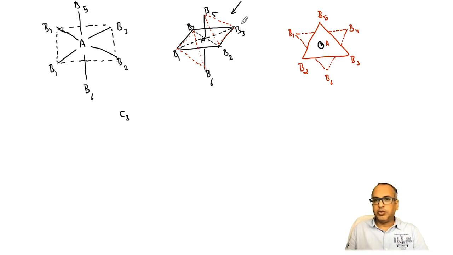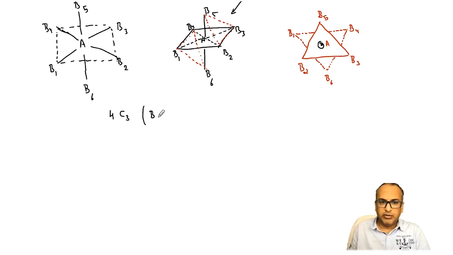So similar to B5, B3, B2 and B1, B4, B6, we can also make one with B5, B2, B6, and look from the other side. No, sorry, not B5, B2, B6. Yeah, with B6, we can make it as B2, B3, B6, the adjacent side and this one. So let us try to count how many C3 axes will be present. There will be four such C3 axes. So let us try to list them down. Let's list the faces of the triangles that are formed by B atoms.